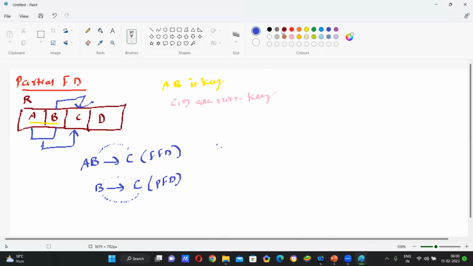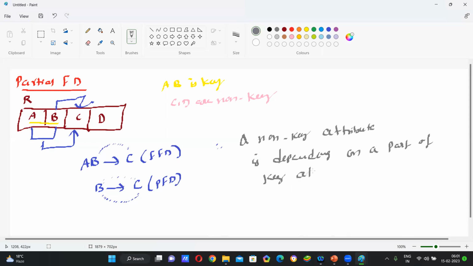What is partial functional dependency? A non-key attribute depending on a part of key attribute is called partial functional dependency. It is the second one. What is the third one here? The third one is transitive functional dependency.